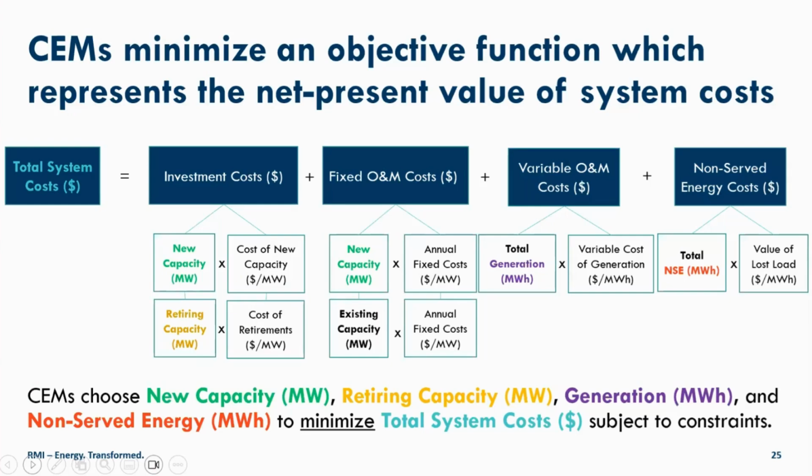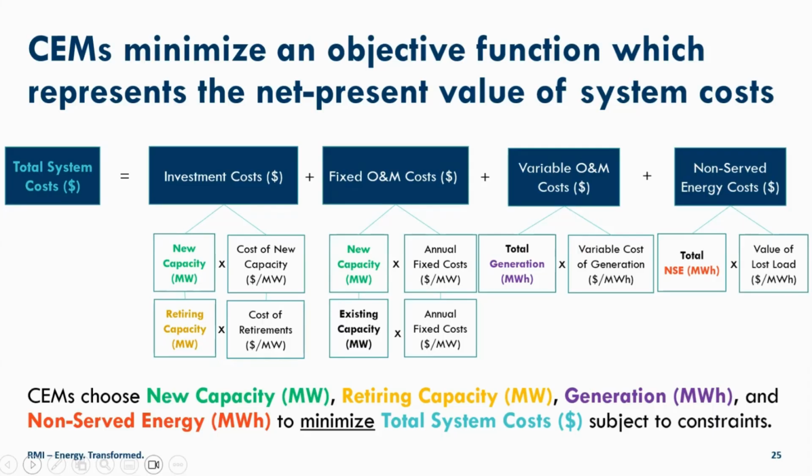All right. We're looking under the hood here. The capacity expansion model is minimizing an objective function. In this case, this is a simplified example of total system costs, which represents the net present value of system costs. And as I mentioned before, the capacity expansion model is usually looking at a larger time horizon, like 15 years. And so we want to minimize costs over this whole time horizon, which means we're discounting future costs to be in today's dollars.